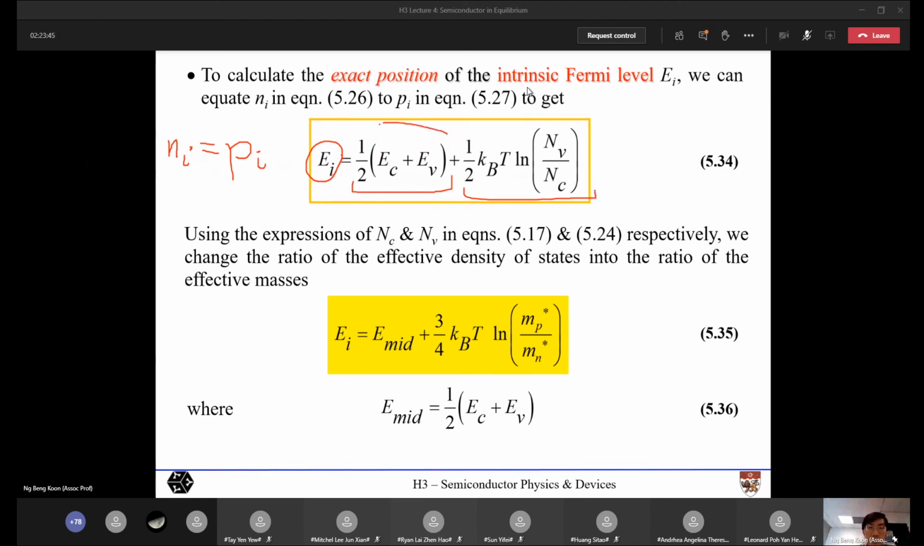This half of EC plus EV is essentially referring to, if we think about it logically, we have EC, we have EV.